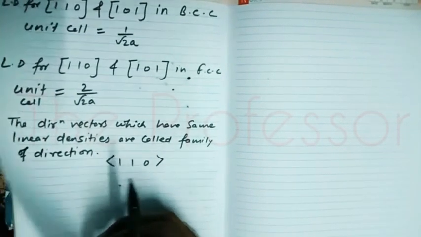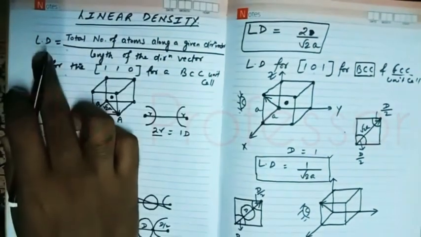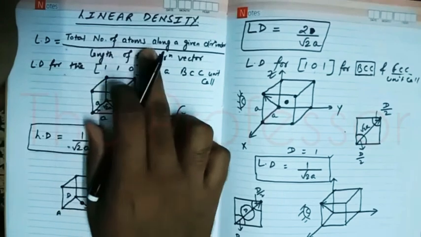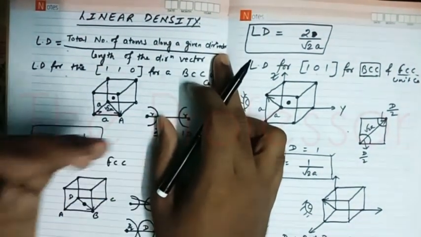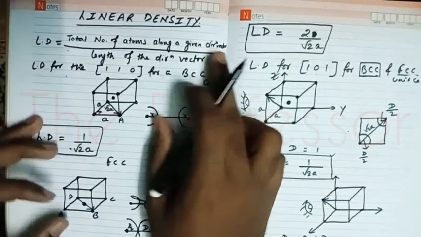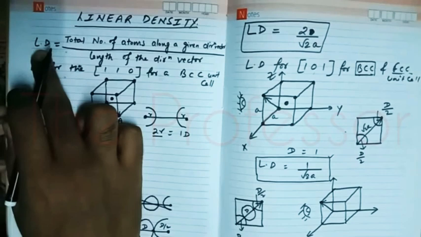Let me summarize it for you. What is linear density? Linear density is the total number of atoms along a given direction vector. किसी भी direction vector के along the total number of atoms divided by the length of the direction vector को हम linear density बोलते हैं.